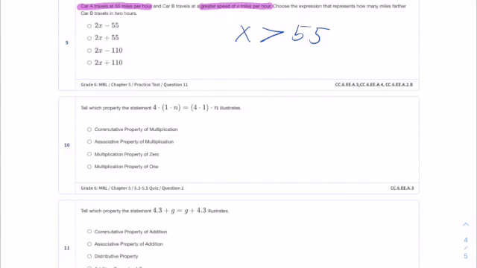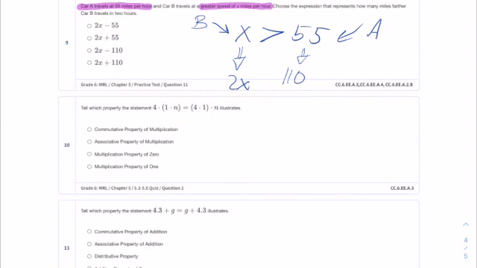Okay, so in 2 hours, we know in 1 hour, this one was car A and this one was car B. In 1 hour car A goes 55 miles, so in 2 hours car A would go 110 miles. Car B would go 2x miles.